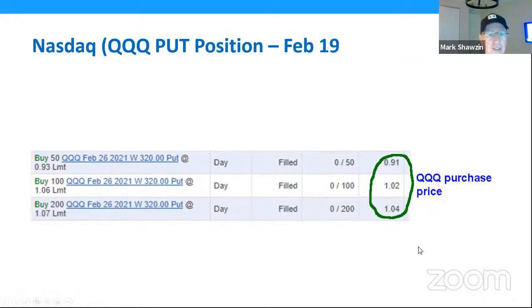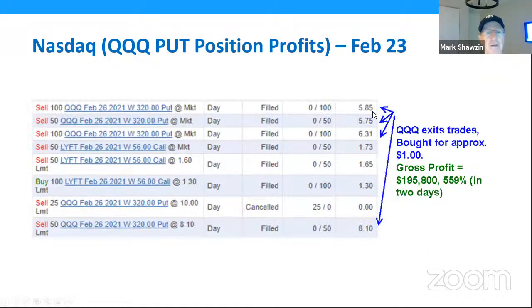As you can see, just 2 days later, I started bailing out of my options that I bought for $1 at $5.85, $5.75, $6.31, and some for $8.10, which meant that I made 800% in 2 days on these options. Collectively, I made about 560%, or just a hair under 200 grand in 2 days in one account. Now, I did the same thing in another account, which meant that I made about $500,000 in 2 days.